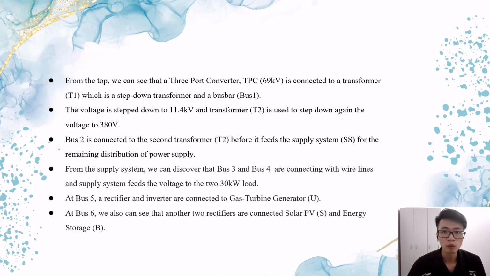The voltage is stepped down to 11.4 kilowatts and another transformer T2 is used to step up the voltage again to 380 watts. Bus 2 is connected to the second transformer T2 before it feeds the supply system SS for the remaining distribution of power supply. A bus bar is used to connect high voltage equipment at the electrical switchyard and low voltage equipment in factory banks. From the supply system, we can see that bus 3 and bus 4 are connected with wire lines to feed the voltage to the 230 kilowatt loads.